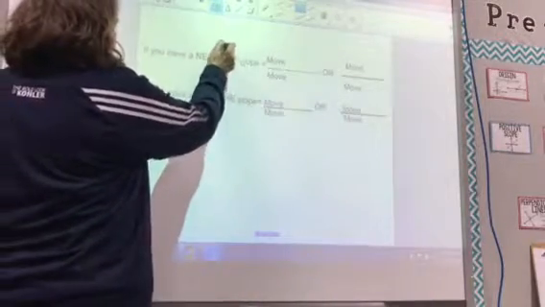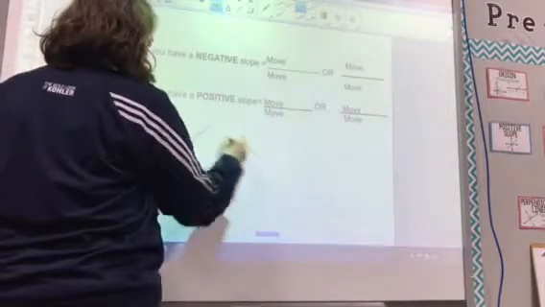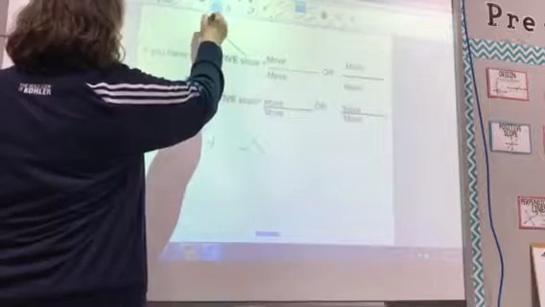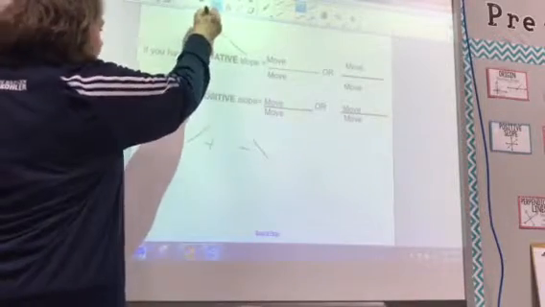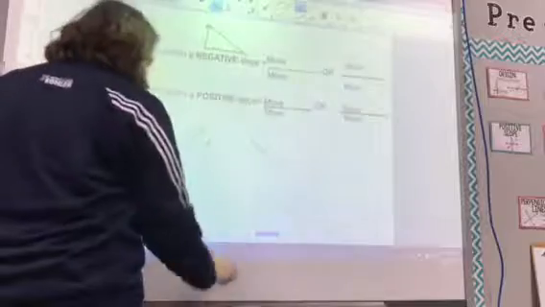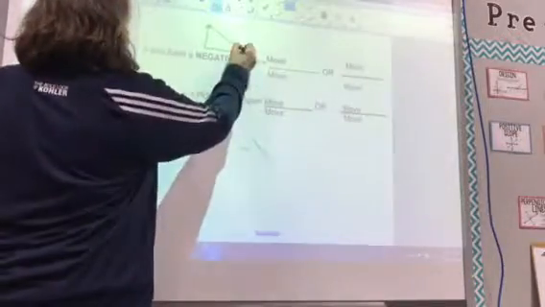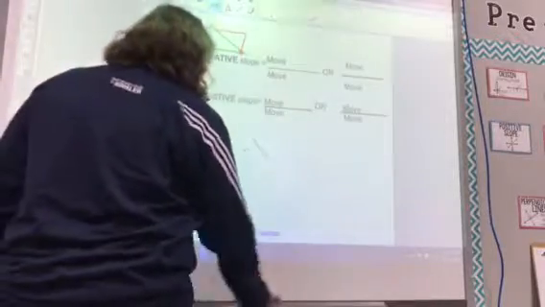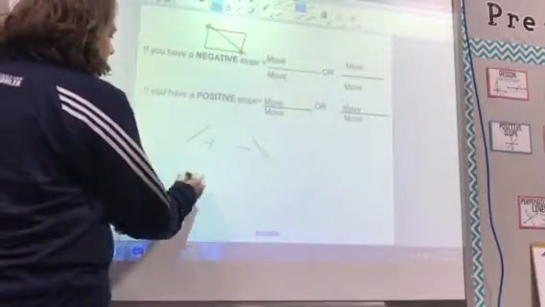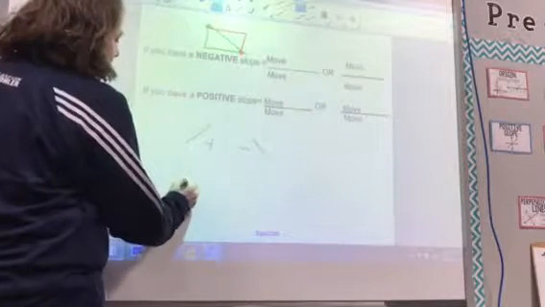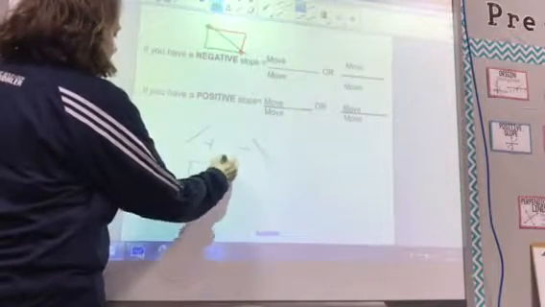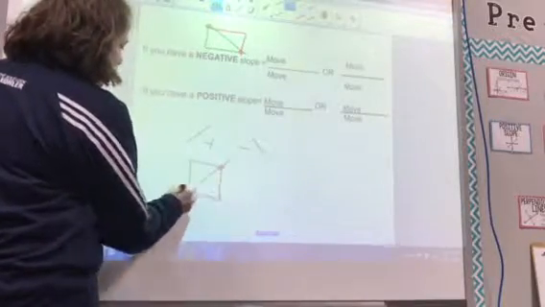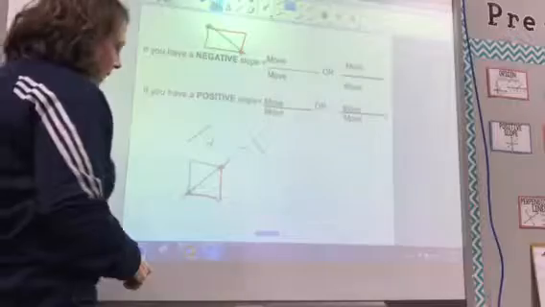So a negative slope, if we remember slope guy, goes this way. If I'm plotting points that have a negative slope, I'm going to go down and to the right, or up and to the left, to make sure that my slope is going in that direction. If it's a positive slope and I have a point, I'm going to go up and to the right, so he goes this way. Or if I'm here, I'm going to go down and to the left to make sure my line is going the right way.